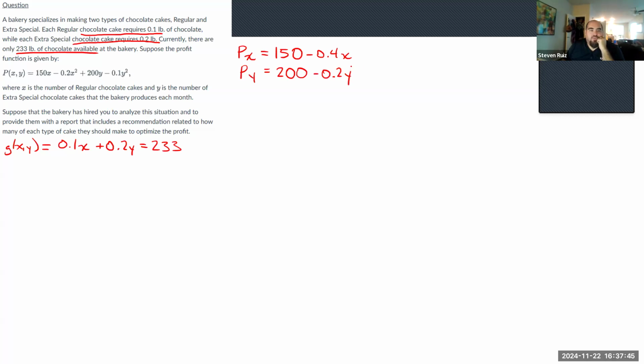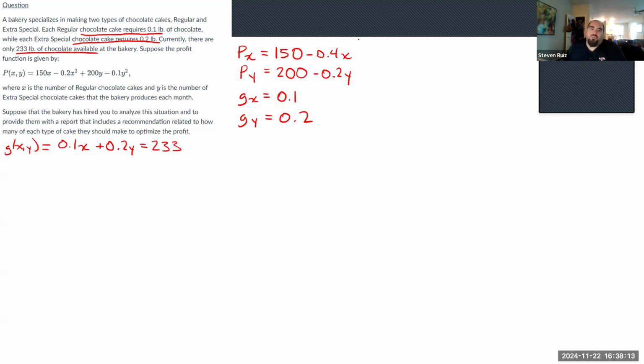All right, what other derivatives do I need? I need to find the partial derivatives of the constraint. With respect to X, that's a constant 0.1 because the Y term vanishes. And with respect to Y, it is 0.2 because the X term vanishes. So I have four derivatives here.